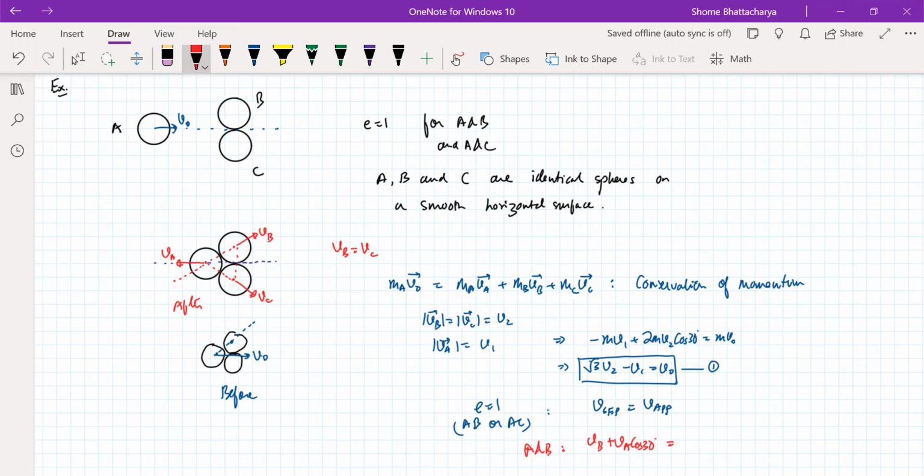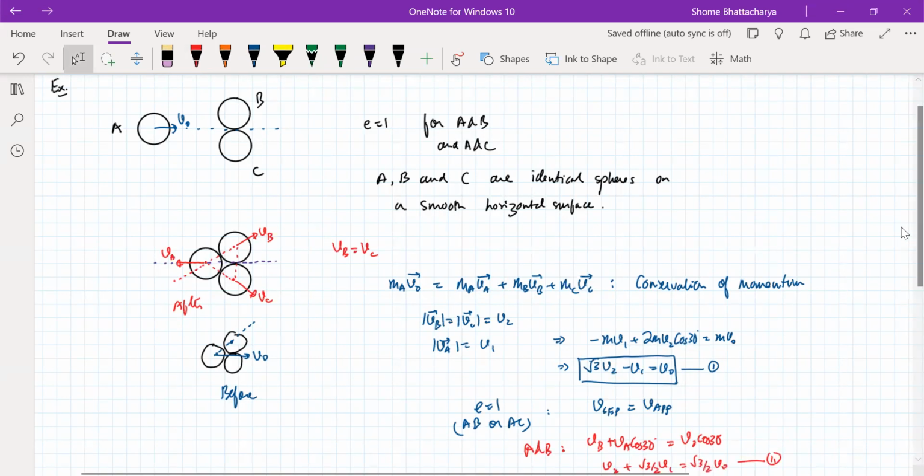Right, so what is the approach velocity? It's V naught cos 30, right? So the other equation that we have is that this VB we have taken as V2 now. Okay. So V2 plus root 3 by 2 V1 is equal to root 3 by 2 V naught. Now this system has to be solved.